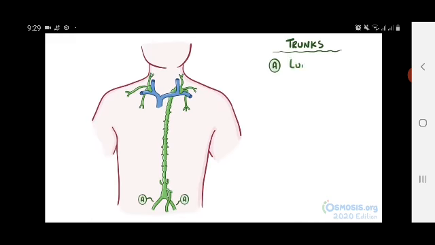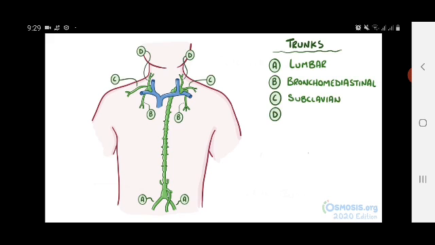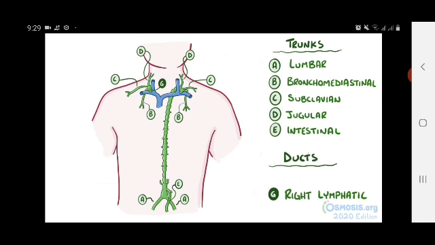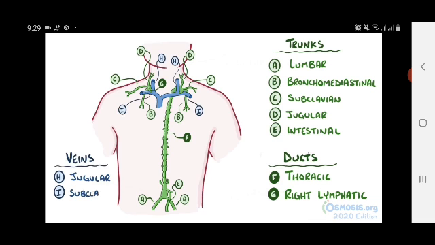The lymphatic trunks are each named after the regions of the body that they drain the lymph from. 2 lumbar trunks, 2 bronchomediastinal trunks, 2 subclavian trunks, and 2 jugular trunks, as well as 1 intestinal trunk. From there, the lymph is delivered to either the right lymphatic duct, which collects lymph from the right arm and the right side of the head and chest, or the thoracic duct, which is a lot bigger and collects lymph from the rest of the body. The right lymphatic duct dumps lymph into the junction of the right jugular vein and the right subclavian vein, and the thoracic duct dumps lymph into the same junction on the left side of the body. That particular spot is perfect because it's where the pressure is very low, which makes it easier for the lymph to flow in.